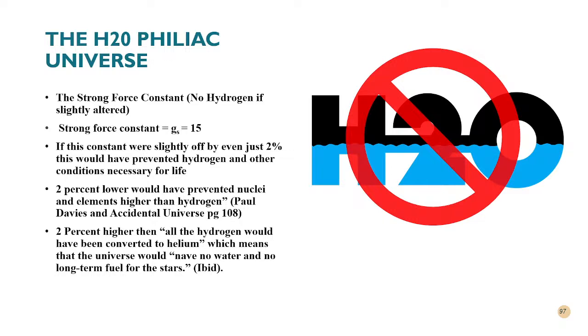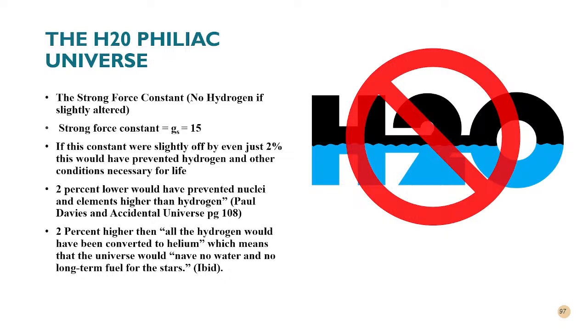And the third example of a fine-tuning argument is namely that the universe is water-philiac, or H2O-philiac. This touches upon the strong force constant, no hydrogen if slightly altered. The strong force constant is Gs equals 15. If this constant were slightly off by even just 2%, this would have prevented hydrogen and other conditions necessary for life.